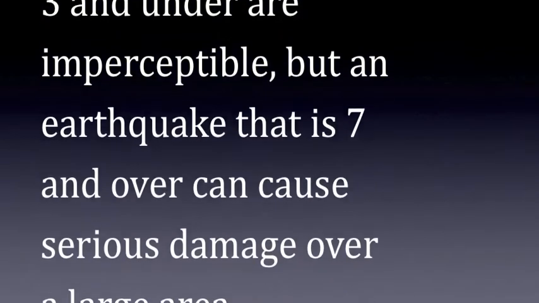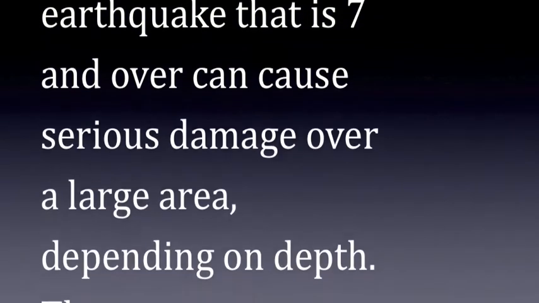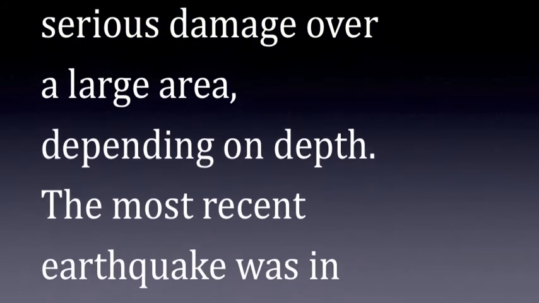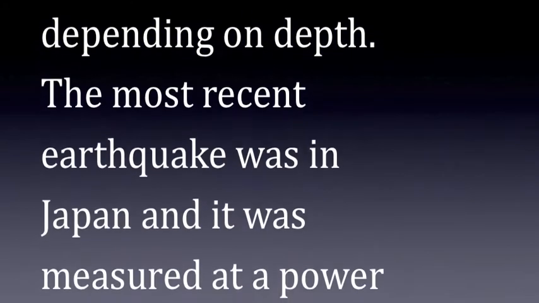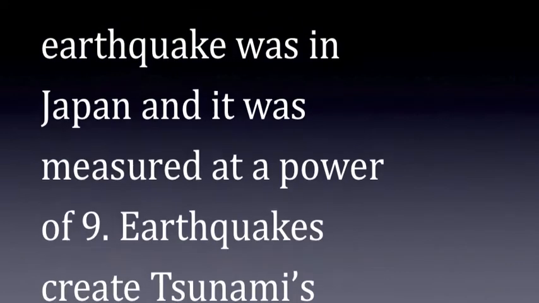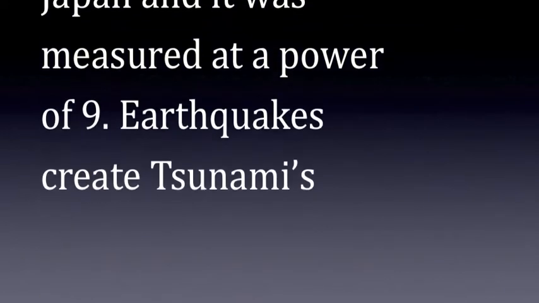Earthquakes that are 3 and under on the Richter scale are imperceptible, but an earthquake that is 7 or over on the Richter scale can cause serious damage over a large area, depending on depth. The most recent major earthquake was in Japan, at a magnitude of 9 on the Richter scale. Earthquakes are the main cause of tsunamis.